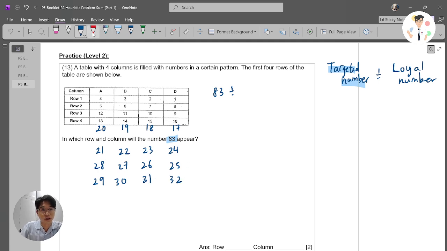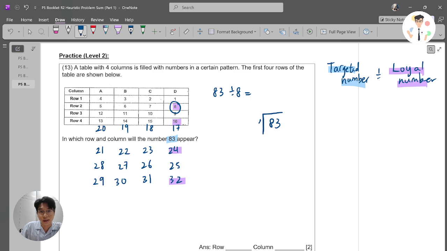Now, if you notice, what I need to find out is the loyal number. Loyal number means that the number and its multiples will be at the same place. And just as you have tried, you should notice that 8 and its multiples stay at column D. So 8, 16, 24, 32. So this 8 will be my loyal number because this number and its multiples stay at column D. So divide by 8.